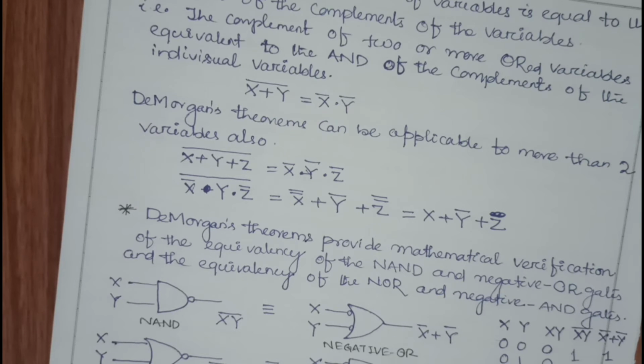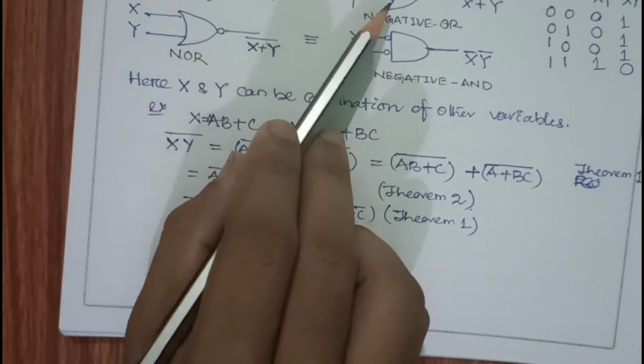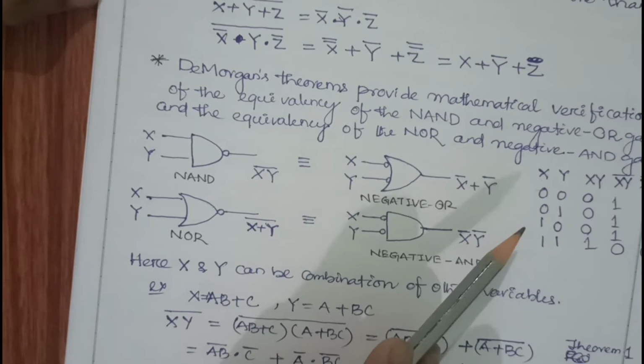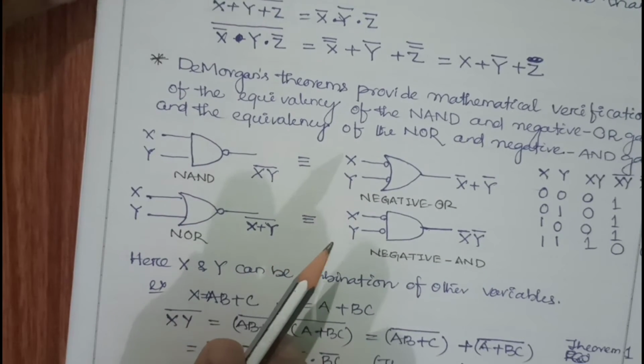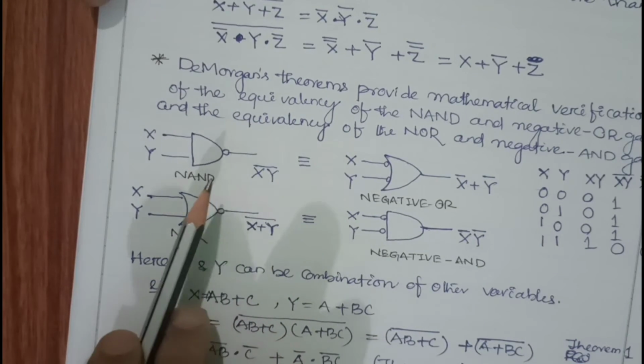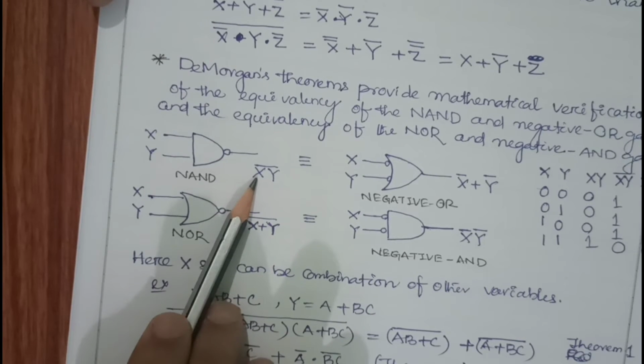This plus will be converted to AND, and this whole bar will be split into two parts. If you remember, in our XOR and XNOR, XNOR is nothing but XOR plus a NOT gate. So this XOR gate and XNOR gate relation we can check using De Morgan's theorem, using the complement. But here I am talking about NAND and negative OR. Here is the NAND gate, that is (x dot y) whole bar.